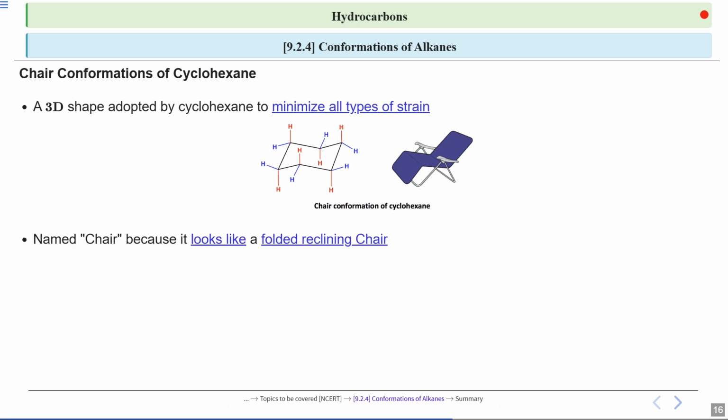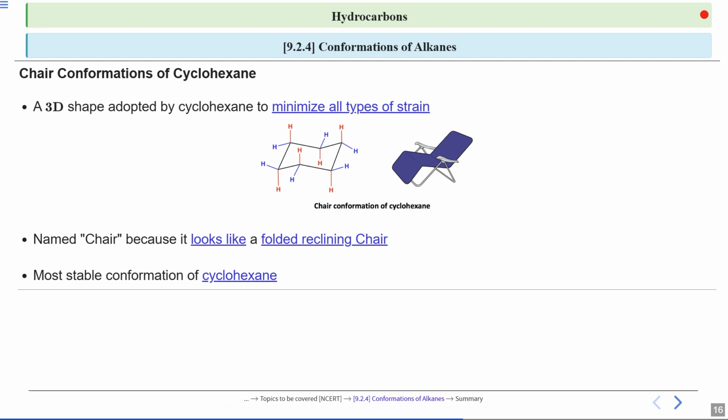Next, this is named as chair because it looks like a folded recliner chair. After that, it is the most stable conformation of cyclohexane. So we have seen various types of conformations for cyclohexane. We have the chair form, we have the half chair form, we have the boat form, then we have different forms. Out of these forms, the chair form is the most stable one.